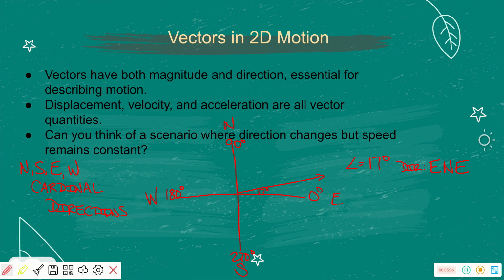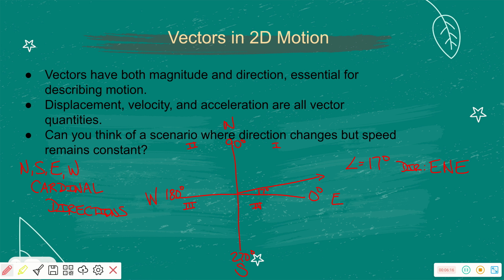Because what do we know? Each quadrant, right? This is quadrant 1, quadrant 2, quadrant 3, quadrant 4. This vector, which direction is it moving more in? East. It is moving upward, but not as much as it's moving to the right. Does that make sense? So when we describe any motion, we have to make sure we are as accurate as possible.